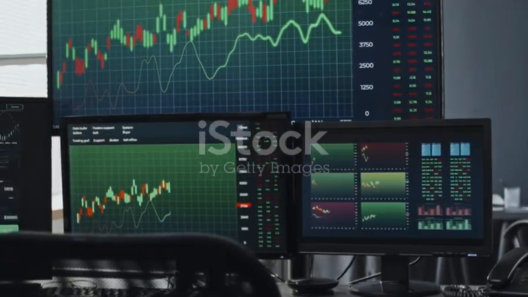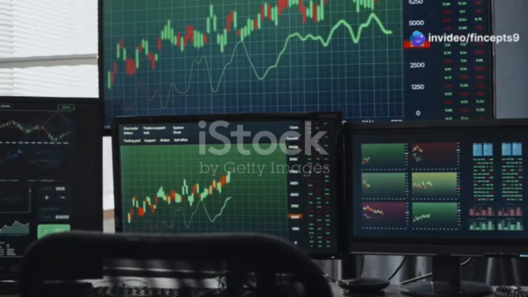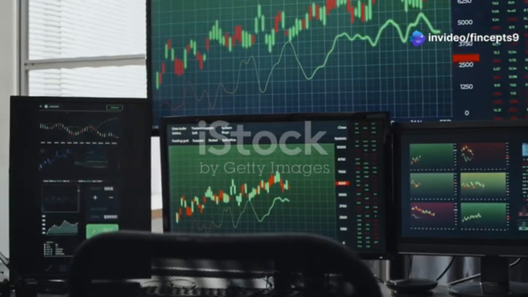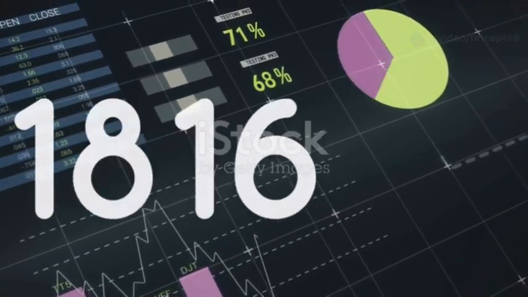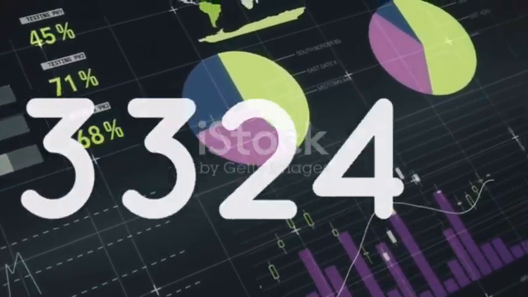This metric can provide a clearer picture of a company's valuation by focusing on its revenue rather than its earnings. Let's dive in and explore how you can use the PS ratio to make more informed investment decisions.